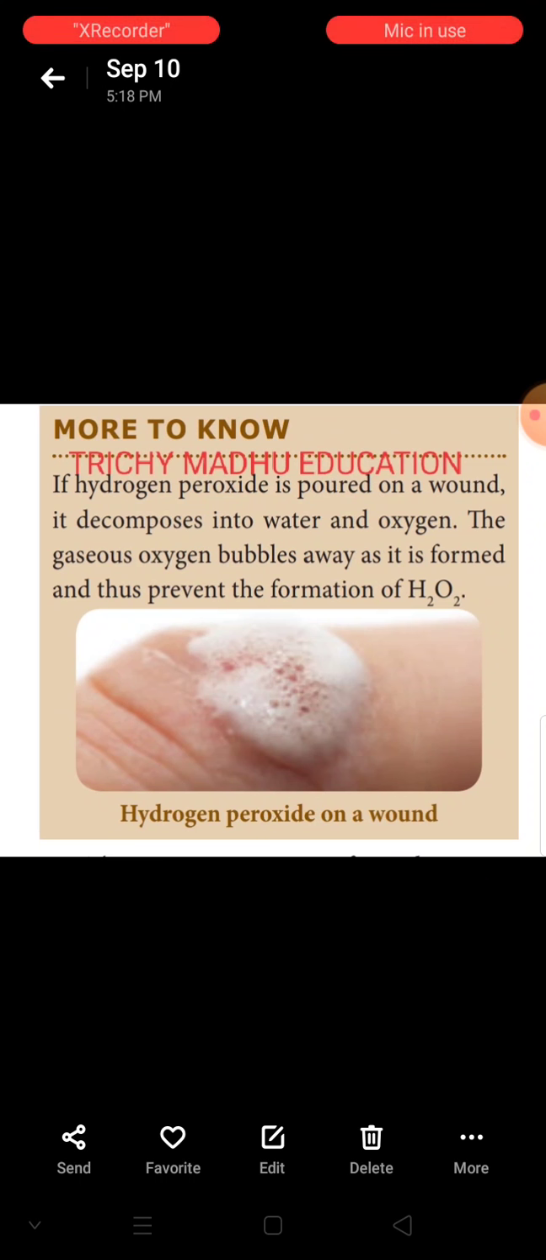Next one, more to know. If hydrogen peroxide is poured on a wound, it decomposes into water and oxygen. The gaseous oxygen bubbles away as it is formed, and thus prevents the formation of H2O2. Normally the nurses pour hydrogen peroxide on the wound to clean it, because when hydrogen peroxide is poured on a wound, it decomposes to water and oxygen. The gaseous oxygen bubbles away as it is formed and thus prevents the formation of H2O2.